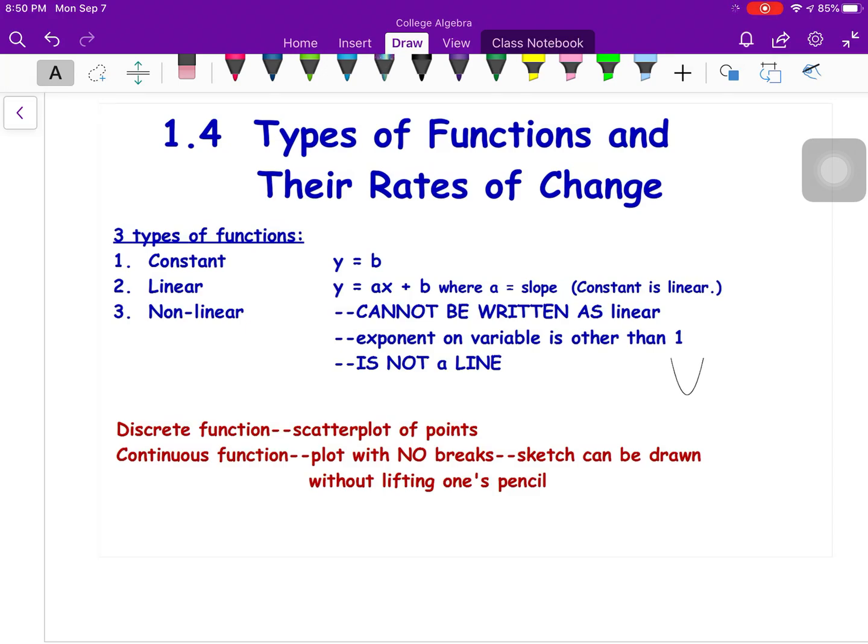1.4 are the different types of functions that exist and how you compute their rate of change. There are three types of functions that exist. They are either constant, which is in the form y equals b, y equals some number, y equals 2, and they are always horizontal lines.